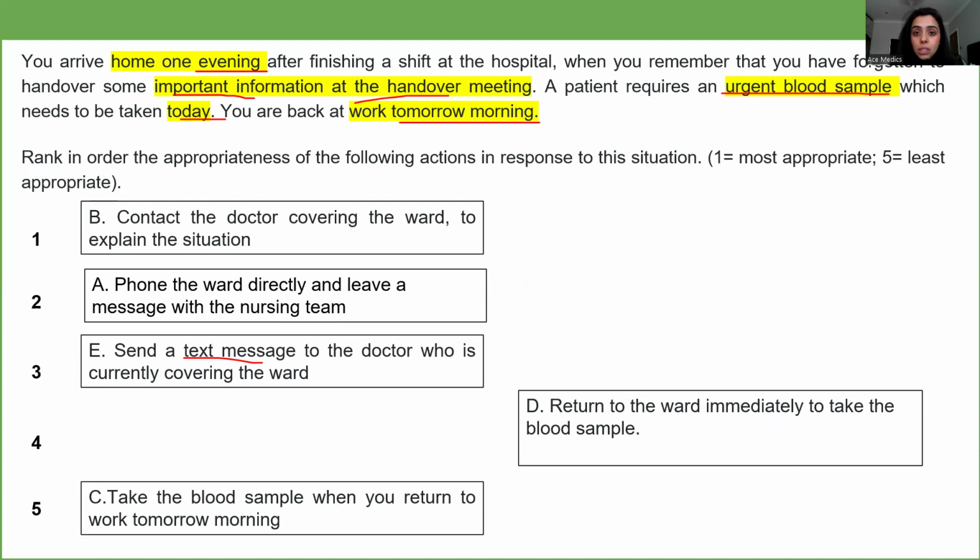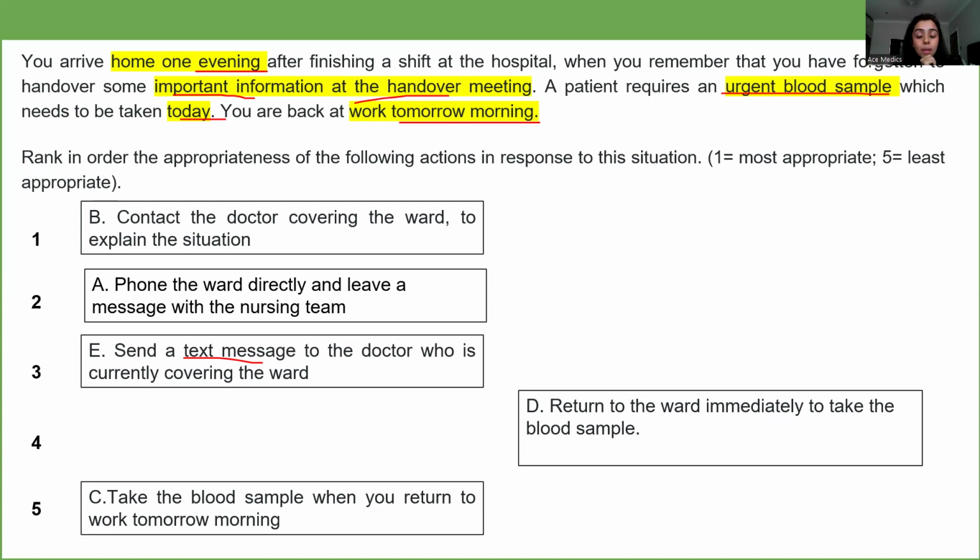So any correspondence that you do should be done directly by the hospital telephones. You also don't know if the message would have gone through to them, or that they've read it, or that they've got their phone on them, and that this will actually be actioned. So that's why this one would sit in the middle. It still is, however, better than option D.